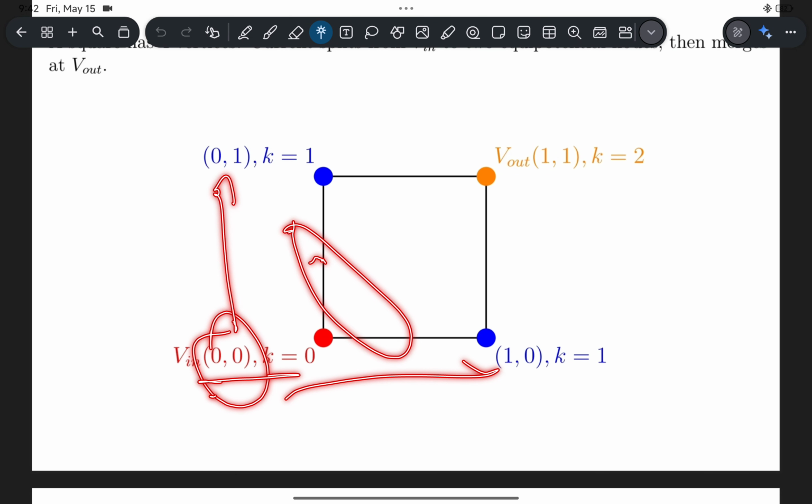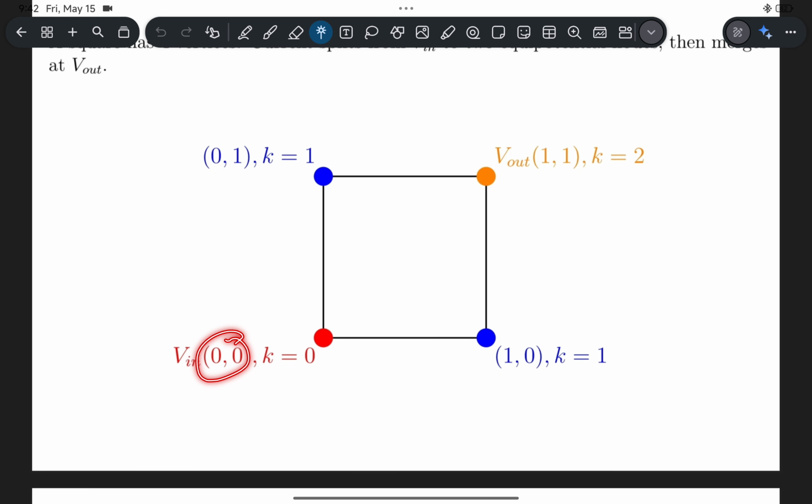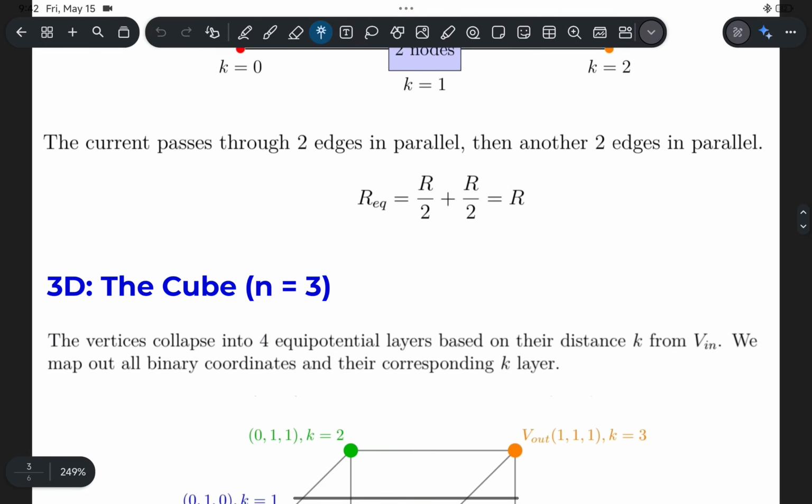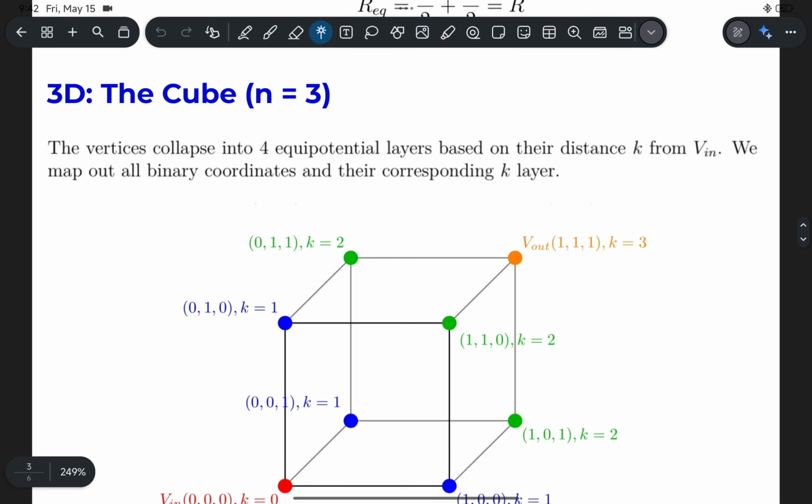In the zeroth layer, all are zeros. In the first layer, only one is zero. So if you want to go from this layer to the next layer, this zero can become one, or this zero can become one. So if you count the number of zeros, that many edges will be there from one layer to the next layer. So we'll try to apply these logics for a cube as well.